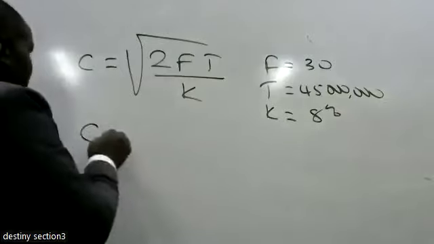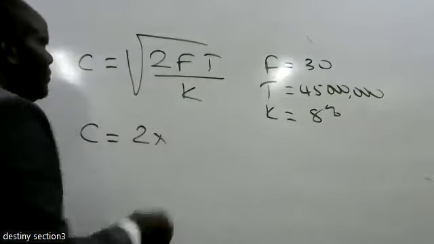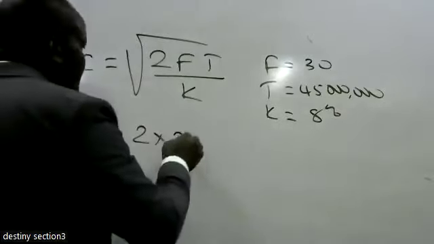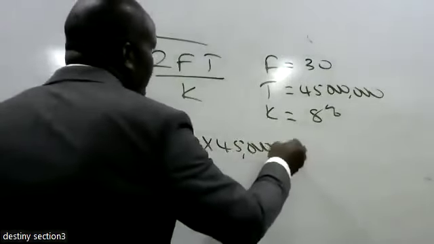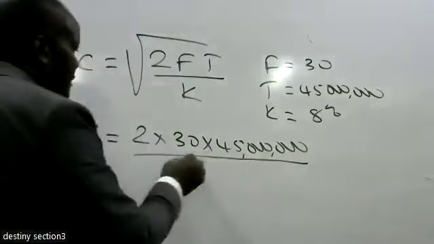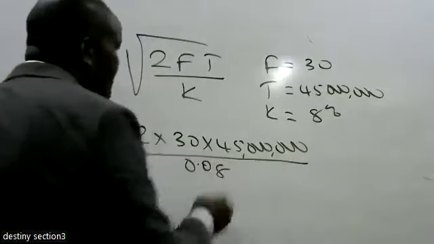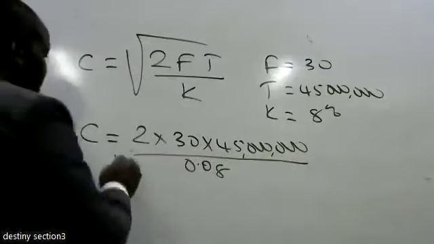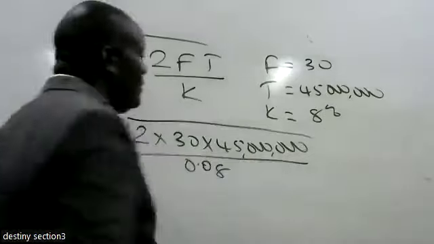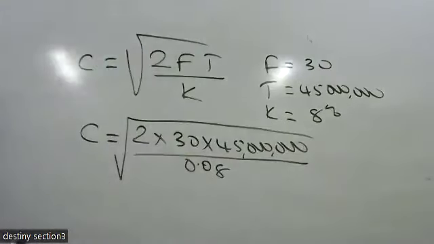So from this, our C will be 2. F is 13, T is 45. Then divide by 0.08, that is 8%. When you take 8 divided by 100, it is the same as 0.08. So get now the square root of that. This question is on the baumol cash management model.